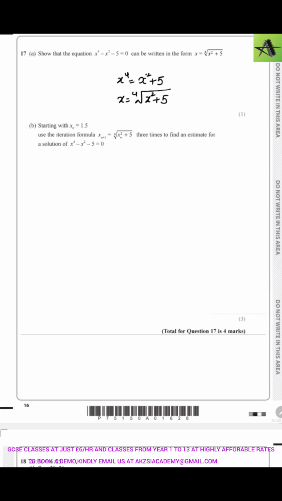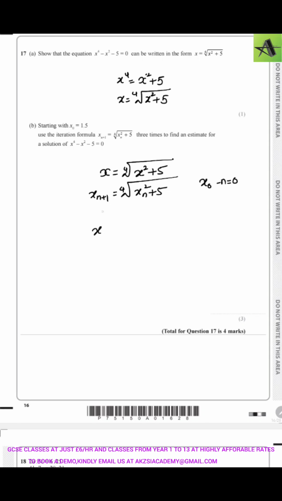Now starting with x0 equals 1.5, use the iteration formula xn plus 1 equals the 4th root of xn squared plus 5, 3 times, to find an estimate for the solution. We know we have calculated x is equal to the 4th root of x squared plus 5. So now I have written xn here, and this would be the 4th root of xn squared plus 5, and this would be xn plus 1. That means if it's written as x0, here n is equal to 0. That's the meaning of it. So in place of n, I'll write 0.